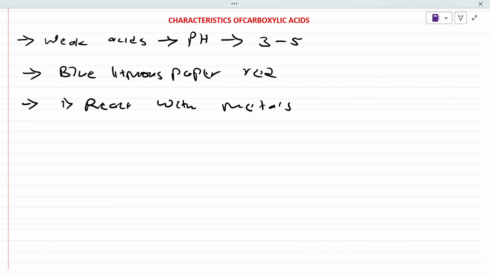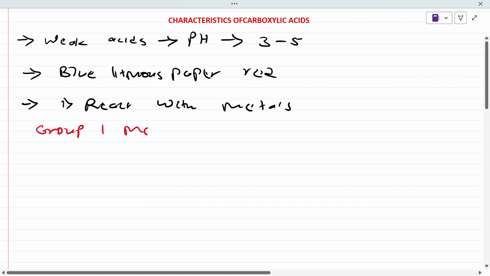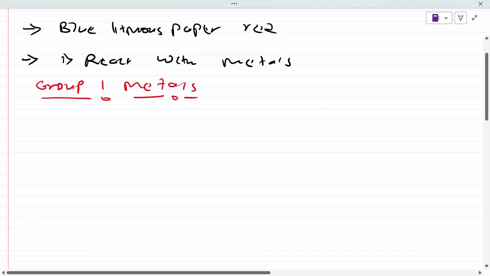So I'm going to do a sample of reactions. Now I'm going to start with group 1. Group 1 metals and their reactions with carboxylic acids. And in this, I'm going to do a variety of examples. Now, I can start with lithium reacting with, I can use ethanoic acid.